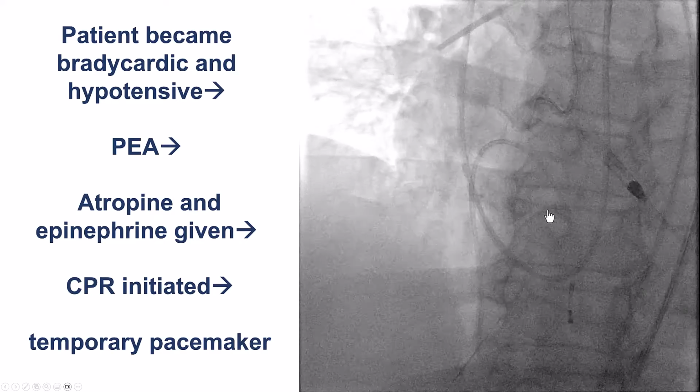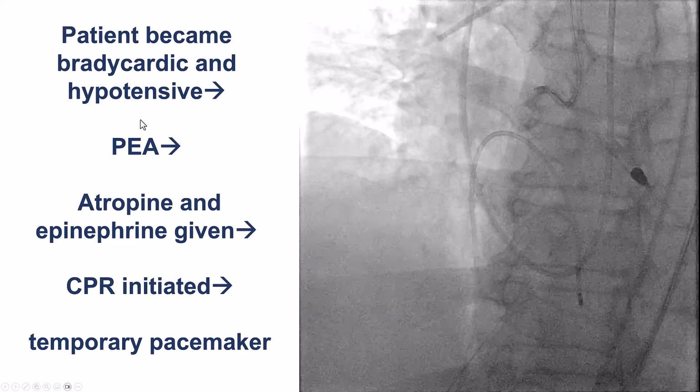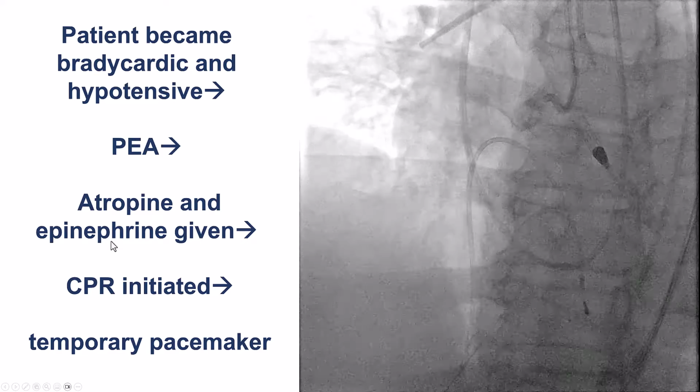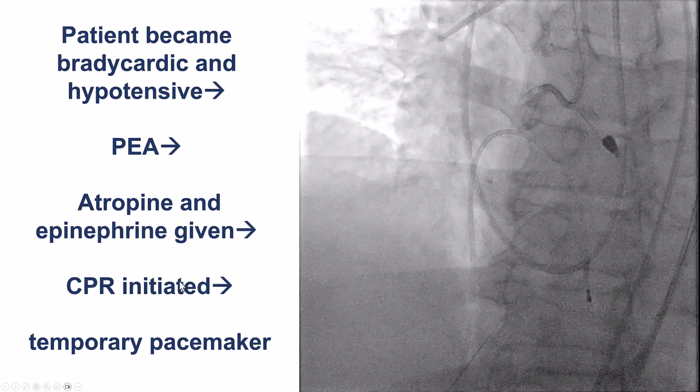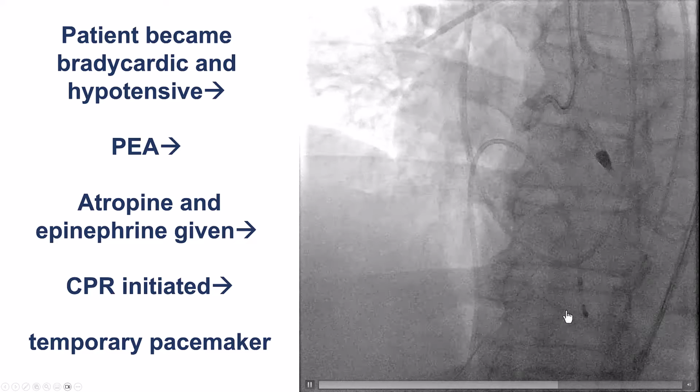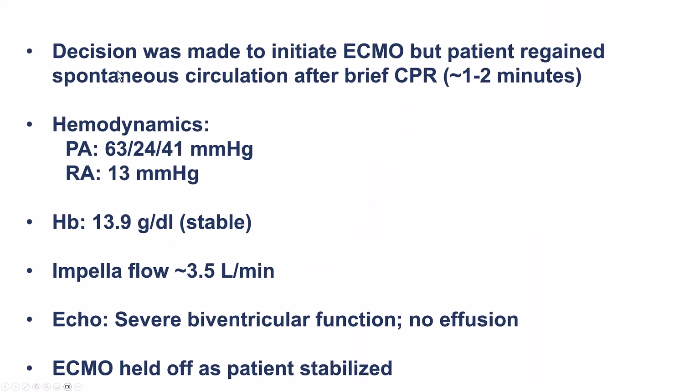And in the process, while we were trying to pull the FineCross back, the patient had bradycardia and hypotension, had a brief PEA arrest, got CPR for a few seconds, got atropine and epinephrine, and we actually even put in a temporary pacer, but the patient subsequently stabilized. Although we had initial plans to put him on ECMO, because of the subsequent stabilization, we held off ECMO. However, his PA pressure had significantly increased.